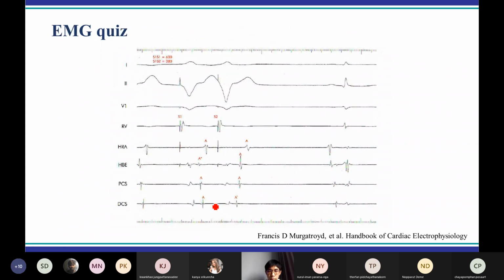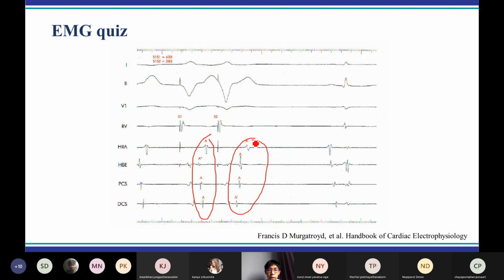This is the quiz. Can anyone read this retrograde atrial activation for me? We are doing the ventricular pacing. The earliest A is like at the His, so it would be concentric. Okay. And what about this one? You see the difference? That one is eccentric because the distal CS comes first. Okay.